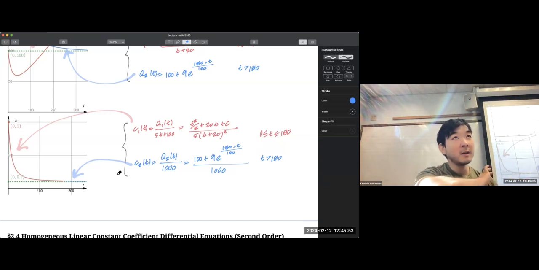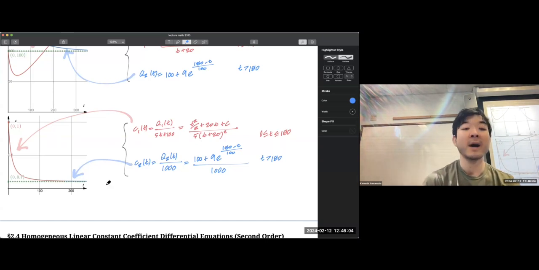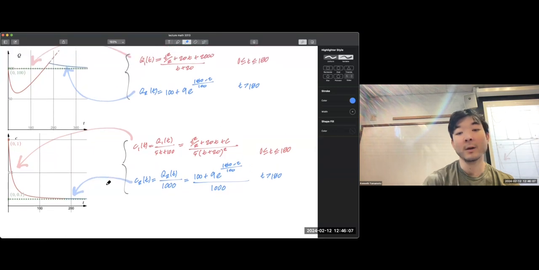So as you go forward in time, you wouldn't expect even the blue solution to go below 0.1, because at that point you're just recycling the water back to the diluted water.